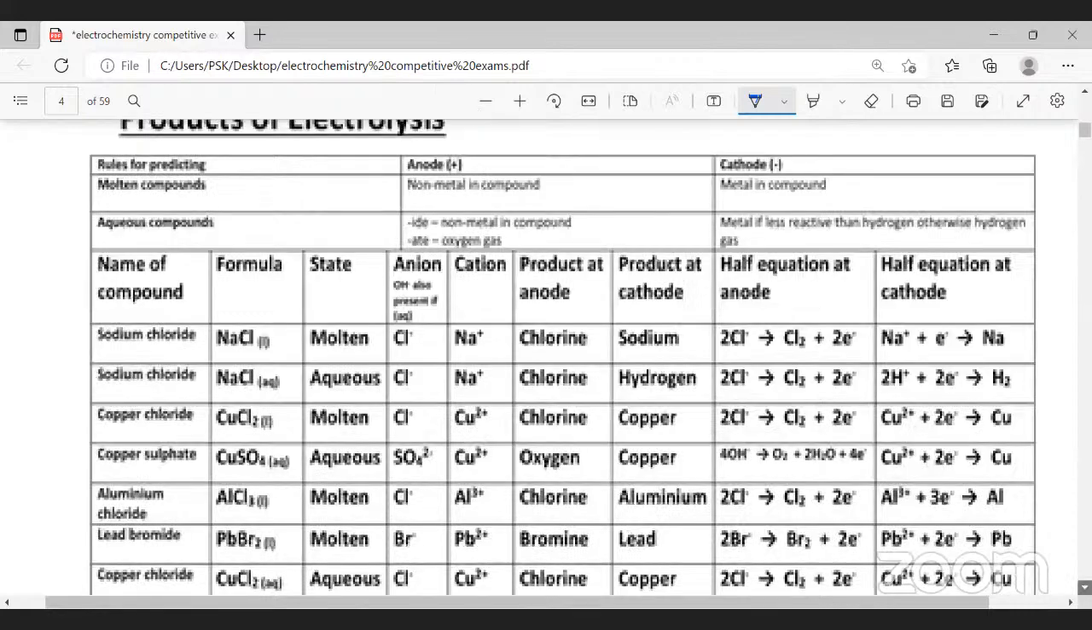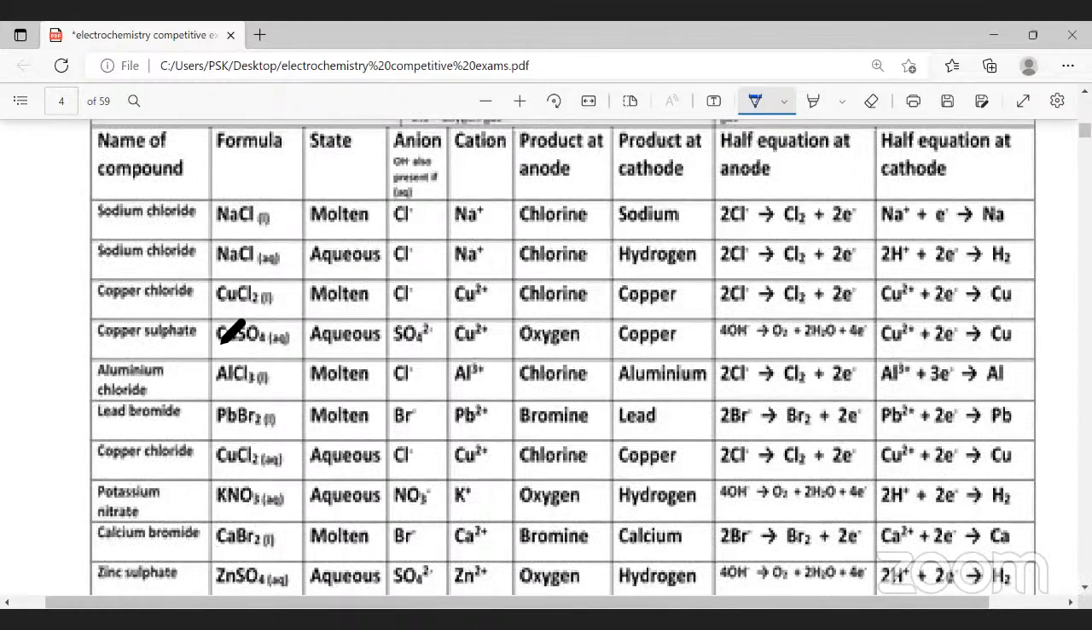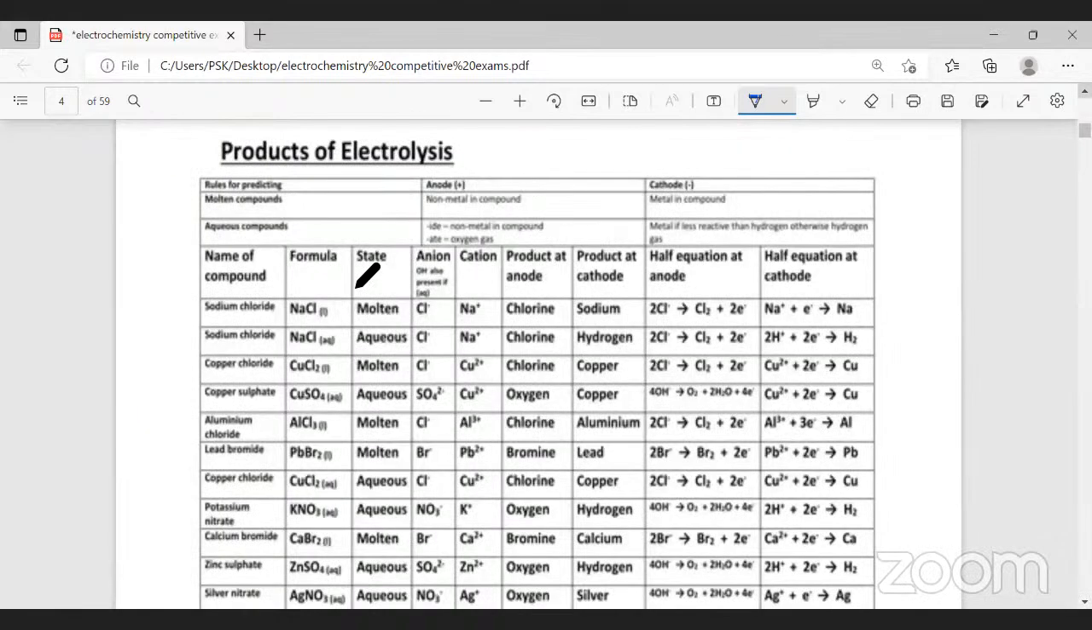Now, products of electrolysis. Name of the compound: sodium chloride. The formula is NaCl. State: molten. What's the anion? Cl minus. What's the cation? Na plus. What's the product at the anode? Chlorine is the product at the anode. Sodium is at the cathode. I told you reduction takes place at the cathode. Na plus will gain one electron and get reduced to what? Sodium. Now, I'll take an example and then we will try to understand this quickly.